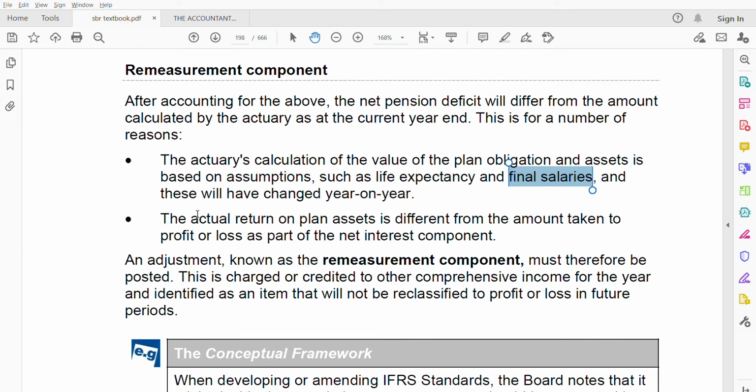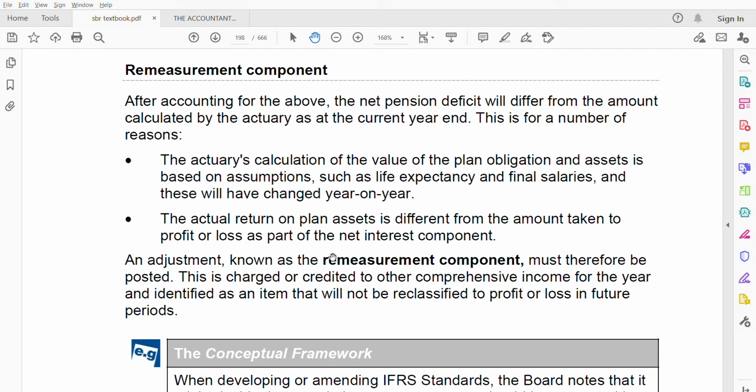But the actual return on plan asset is different from the amount taken to profit and loss as part of the net interest component. Okay, actual return is different. What did you take in the profit and loss account? You took the net interest component, that means interest you are receiving on the plan asset. That is different compared to their assumptions. So that difference is known as the remeasurement component, and must therefore be posted.